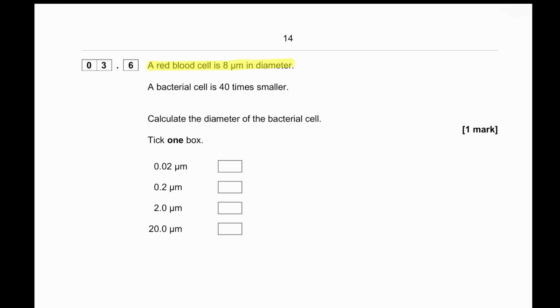A red blood cell is 8 micrometer in diameter. A bacterial cell is 40 times smaller. Calculate the diameter of the bacterial cell. Since 8 micrometer is the diameter of the red blood cell, if we divide it by 40, then we should get the size of the bacteria. So 8 divided by 40 gives us 0.2. Since the calculation started with the unit micrometer, 0.2 micrometer will be the answer.